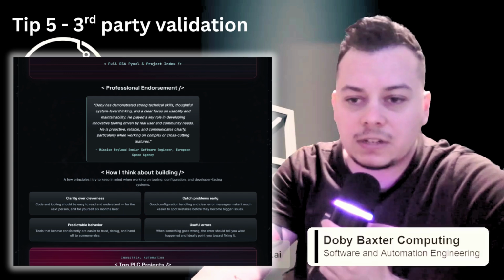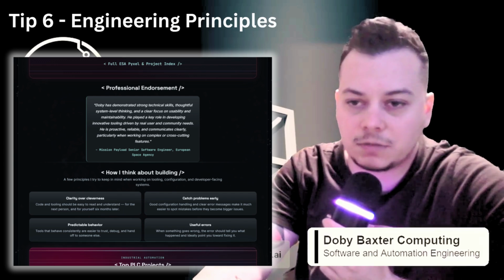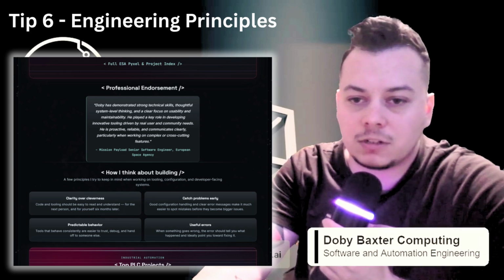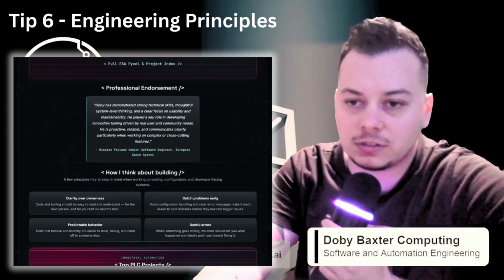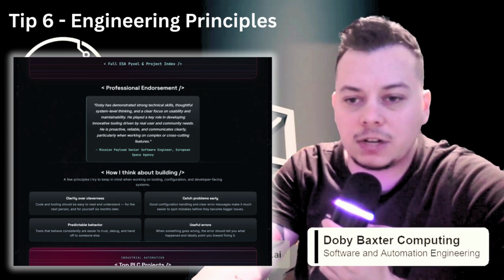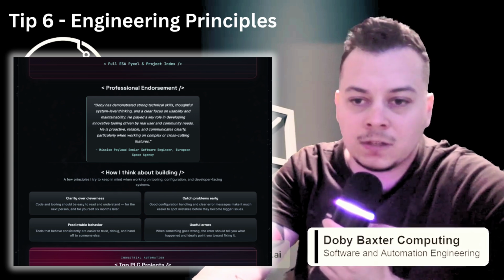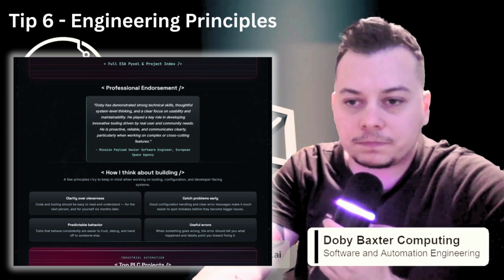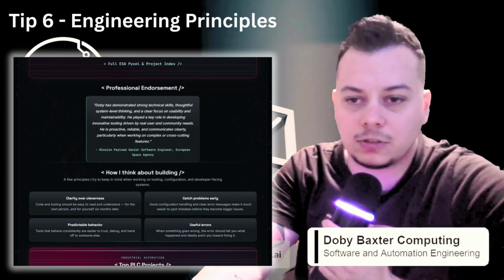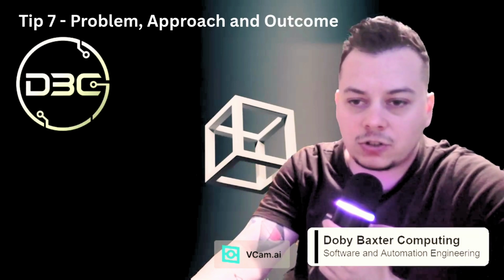Tip number 6 is state your engineering principles explicitly. This tells a reader how you make decisions, which is a good predictor of how you handle problems you haven't shown them. So mine are deliberately concrete: clarity over cleverness, catch problems early, predictable behavior, etc. So they do describe a decision-making model, not necessarily a tool set.